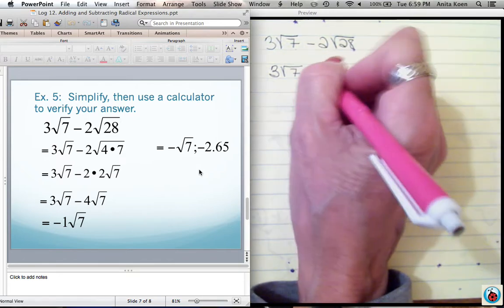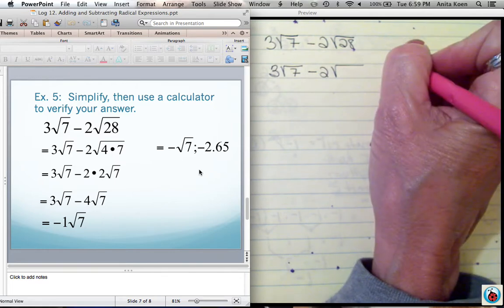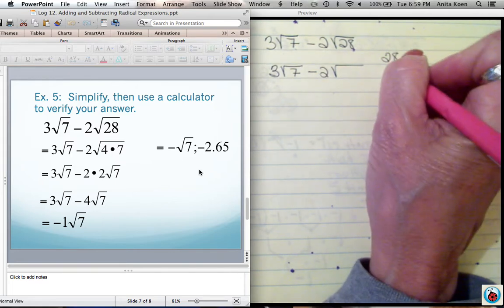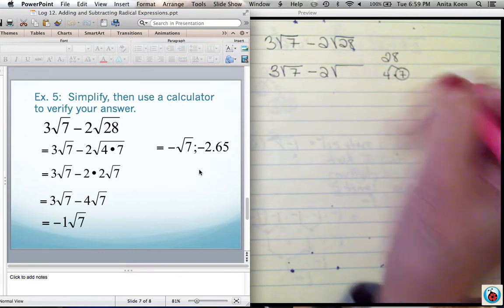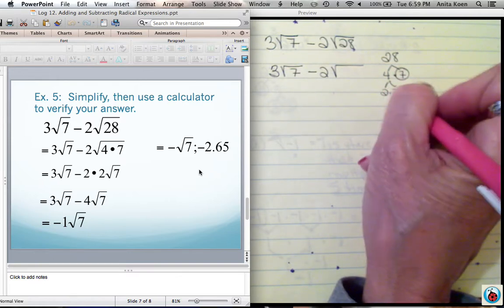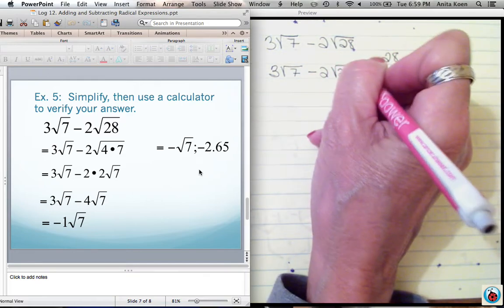The 28 I can see is 4 times 7, and 4 is a perfect square, so I could use 4 times 7. If I don't see that, then I'm going to come over here and do 28, which is 4 times 7. 7 is prime, and 4 is 2 times 2. And 2 is prime, so that's going to be 2 times 2 times 7.